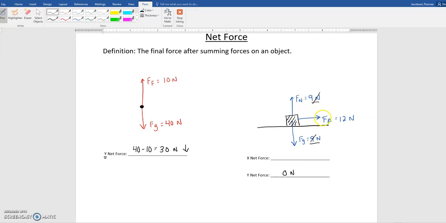But if you look horizontally, left and right in the x direction, there is a 12 newton applied force to the right, and there is no force to the left, which means the net force in the x direction is just 12 newtons. It's just it by itself.